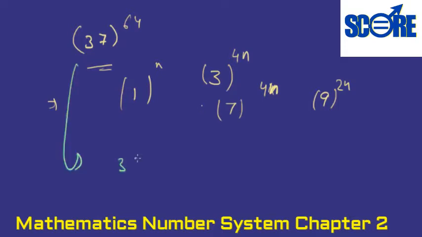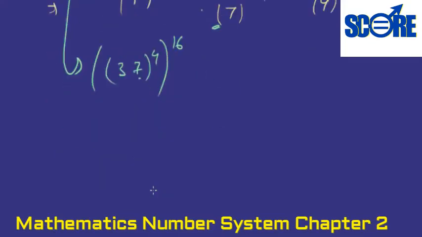So here, 37 raised to power 4n, right? Let me split it into 37 raised to power 4 and then raised to power 16, that is 64. I've split it in this way just to make the unit digit 1 here. Now 37 raised to power 4 can be written as 37 square, and 37 square raised to power 16, right?